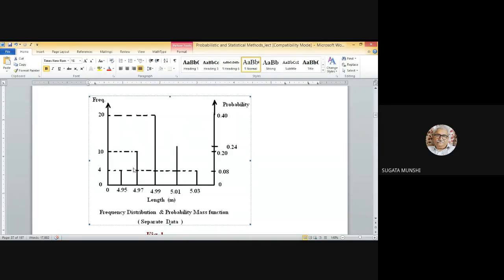So just see here, 4.95 meter sample and 5.03 meter sample, each of them has a relative frequency of 0.08 obtained by dividing 4 by 50. 4.97 meter, there are 10 number of samples. So 10 divided by 50, it's 0.2. That is the probability value. So this is the probability mass function plot, you may say.